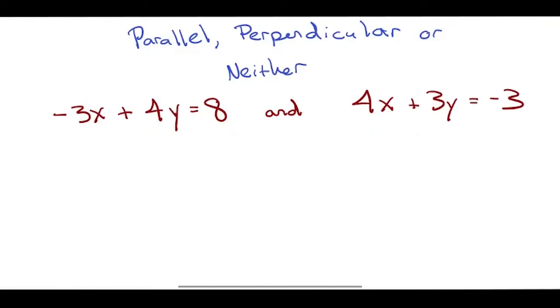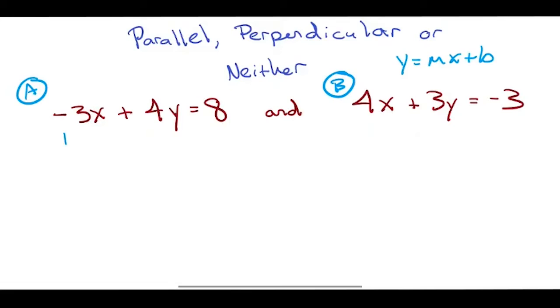All right, so let's take a look at these two equations and let's see if the lines for these are parallel, perpendicular, or neither. So I want it to look like this, y equals mx plus b, because I want to find the slope of each of these lines. On the first one, we'll call this one equation A and this one equation B.